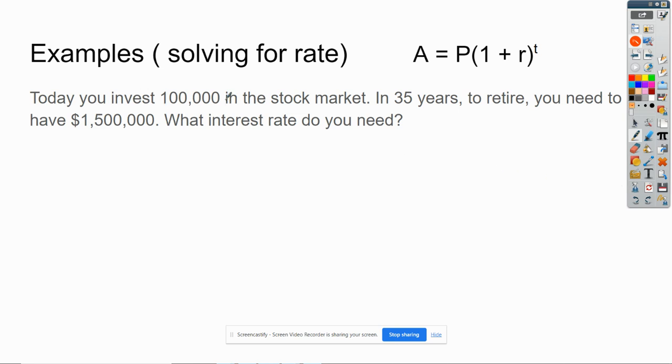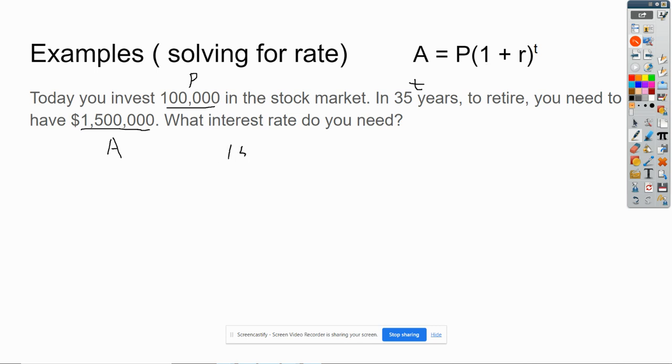Next question, last question we're going to do here. You invest $100,000 in the stock market today. So that's your principal balance. You do it for 35 years. That is your time. And to retire, you're going to need $1.5 million. And so we have to figure out what interest rate we need so that we can make sure we retire with $1.5 million. $1.5 million is the amount that I need. It's also referred to as the future value. So we're going to plug those numbers in the formula.